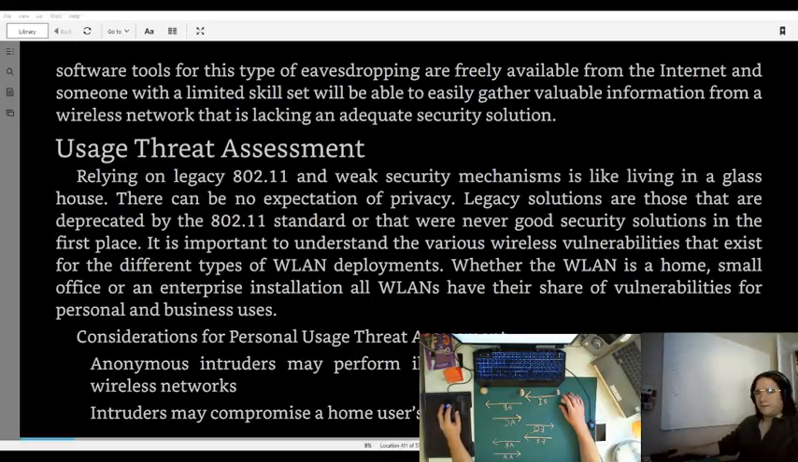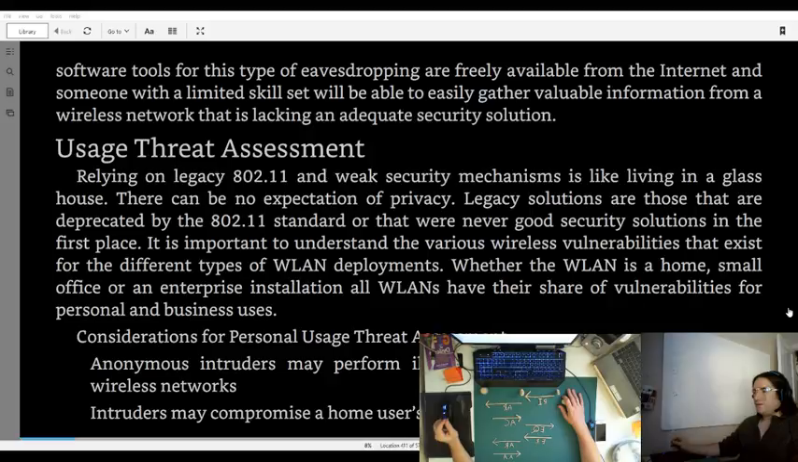Usage threat assessment. Relying on legacy 802.11 and weak security mechanisms is like having a glass house. There can be no expectation of privacy. Legacy solutions are those that are predicted by the 802.11 standard or that were never good security solutions in the first place.